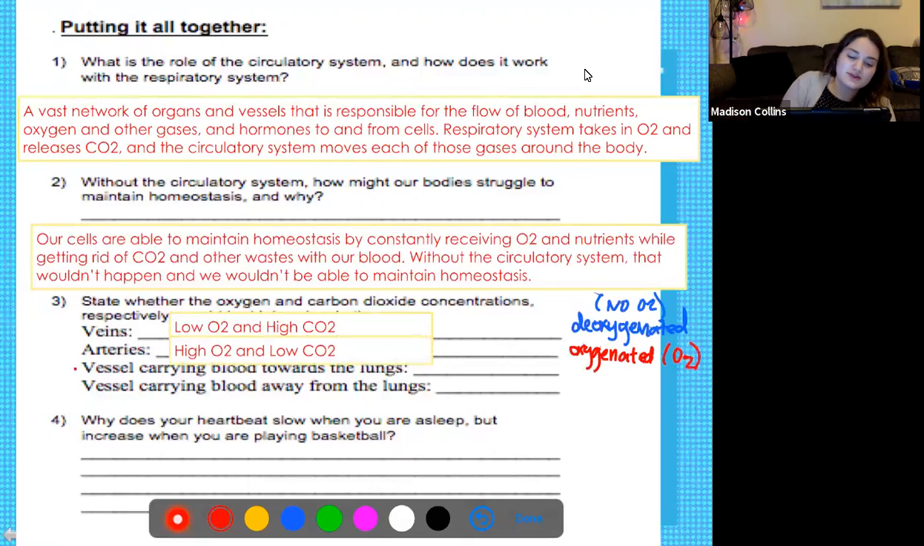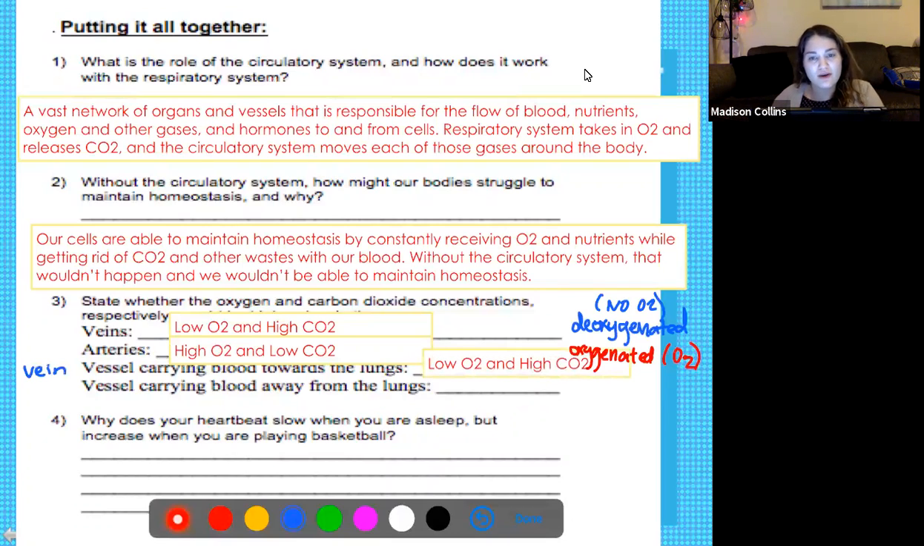Now, these next two questions are not on your paper, but we can review them anyways. So if a vessel is carrying blood towards the lungs, what does that blood probably need to go pick up at the lungs? It probably needs to pick up oxygen. So because of that, if a vessel is carrying blood towards the lungs, it's going there to pick up oxygen, meaning that that is a vein. It is deoxygenated. And because of that, it's going to be low in oxygen and high in CO2.